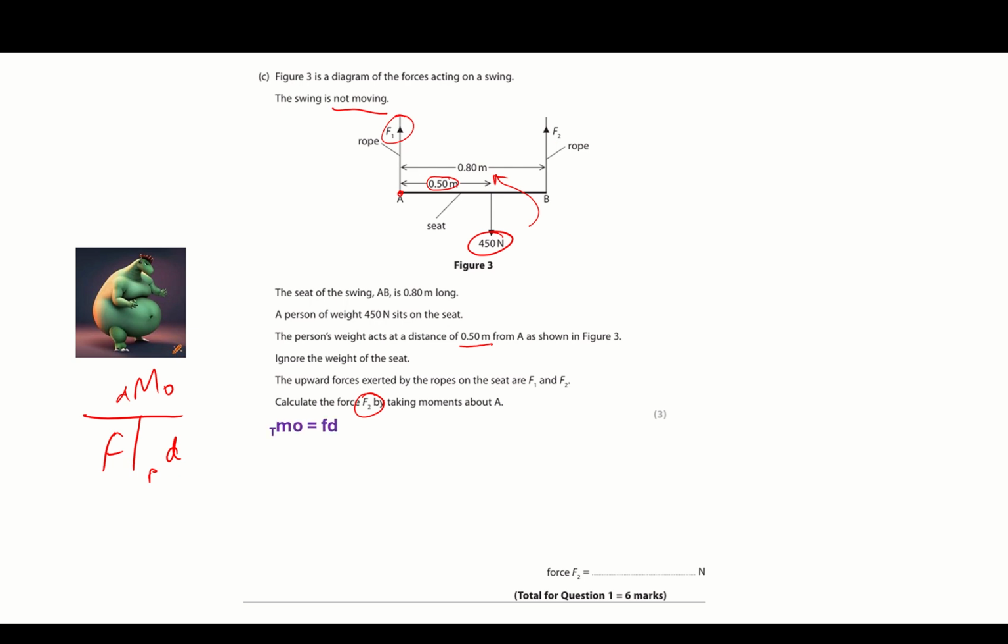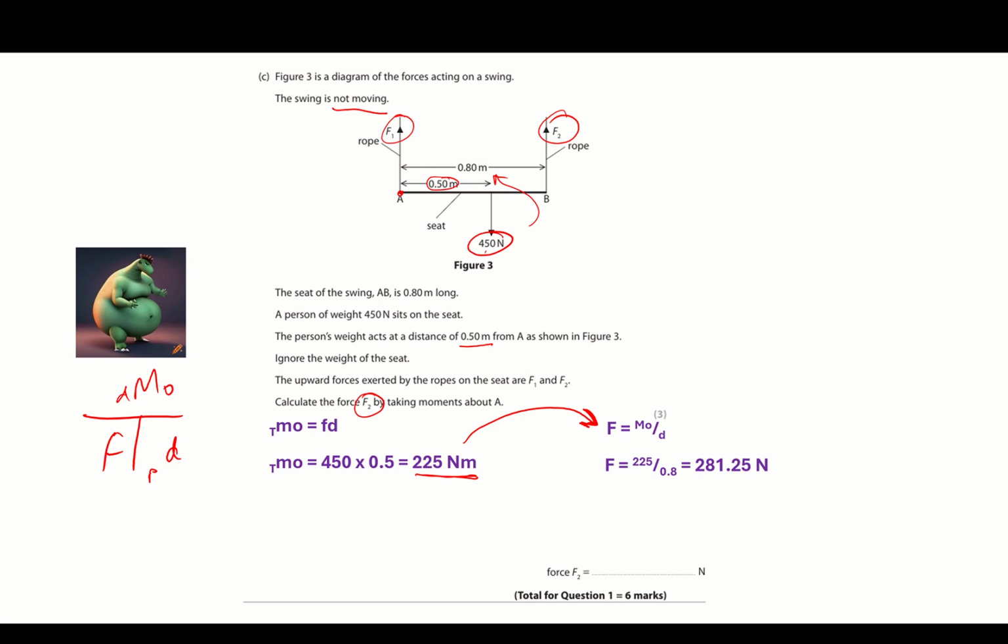So the turning moment equals force times distance. We'll use that later. So the turning moment equals the first two we got there. 450 times 0.5 is 225 newton meters. Then for us to work out the force that we need, F2, this one here, we're going to move that 225 across. So that's going to go here, and we're going to divide it by the distance 0.8. So now we've got 281.25 newtons, and that's question 1 done.